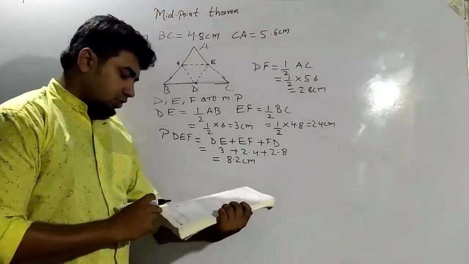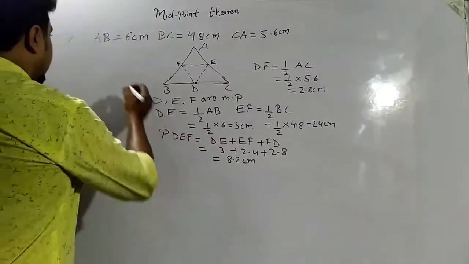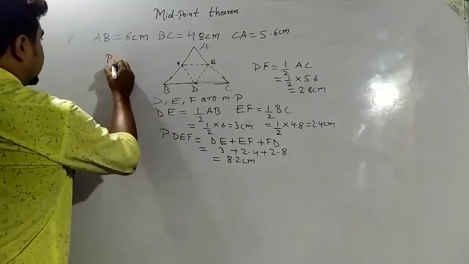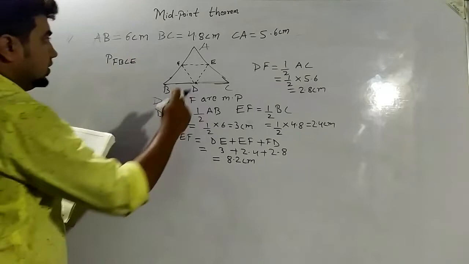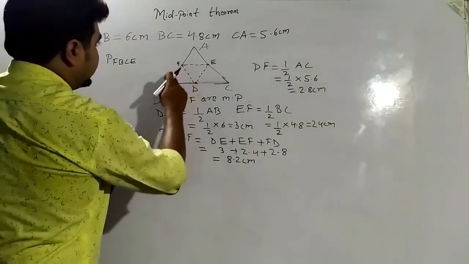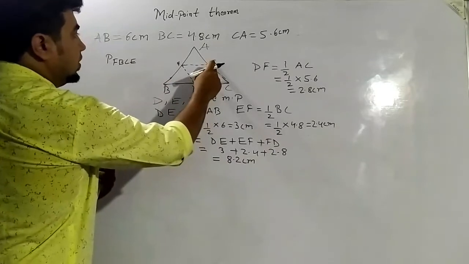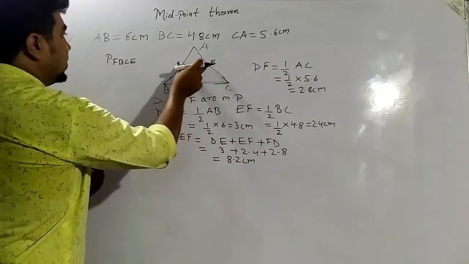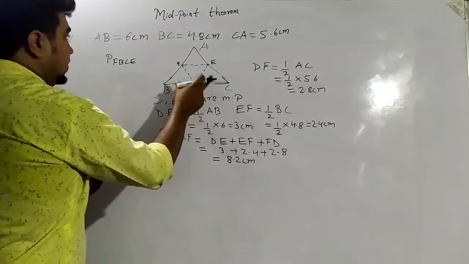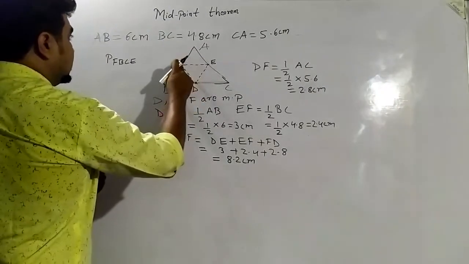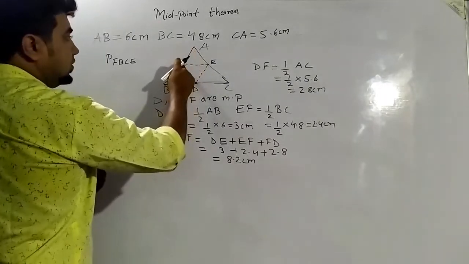Now the next part is also given, that the perimeter of trapezium FBCE. So the perimeter of trapezium FBCE. Now you see the trapezium, which part? FBCE. This is a trapezium. We know that this part will be half of this base. How are we knowing that? Because this is the midpoint.